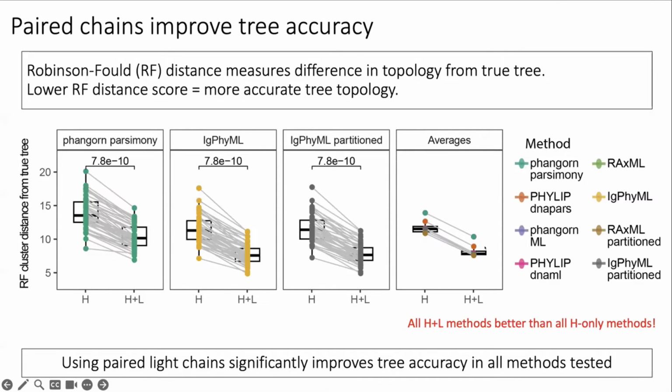And in all of the methods that we tested, on average, you get a significant improvement in tree accuracy when you include both chains. Importantly, all of the methods we tested using both the heavy chain and the light chain were more accurate than all of the methods we tested using only the heavy chain. So using the paired chain significantly improves tree accuracy in the methods we tested, at least in this simulated data.